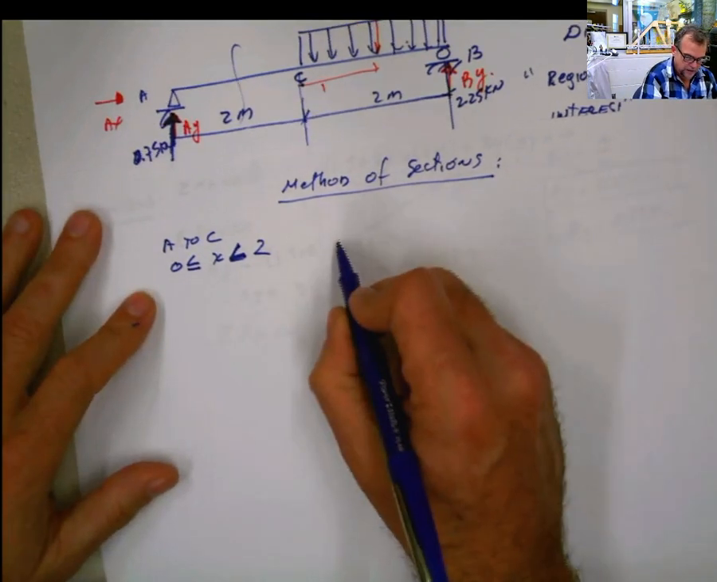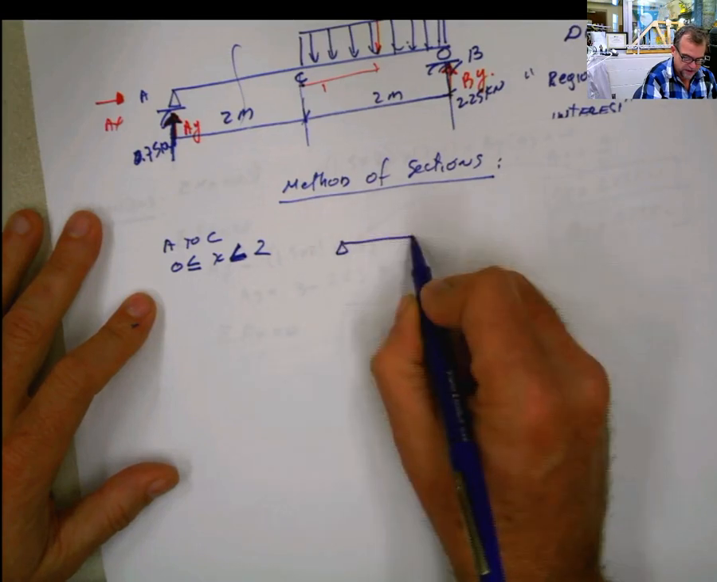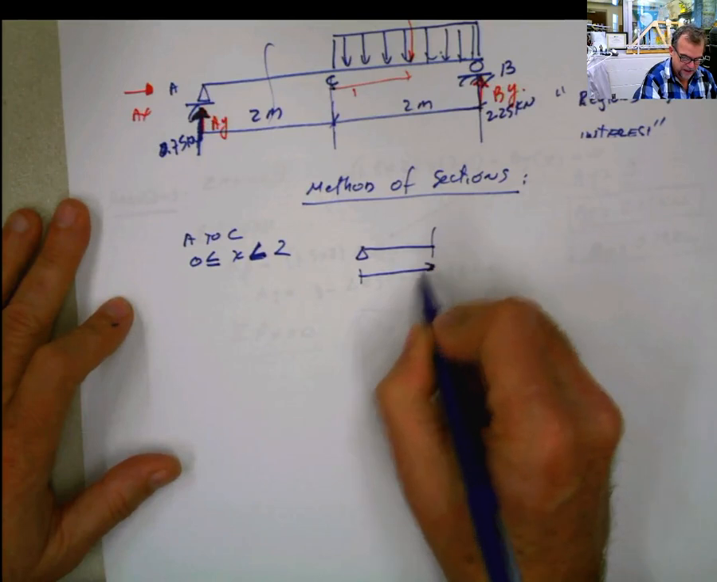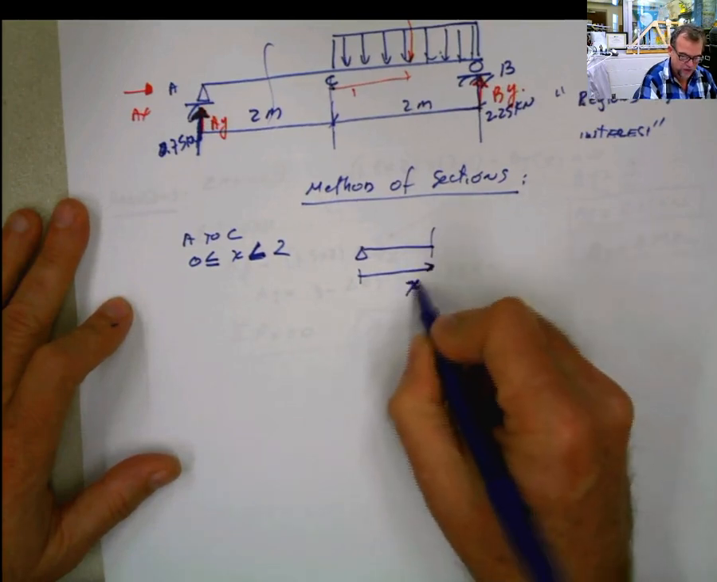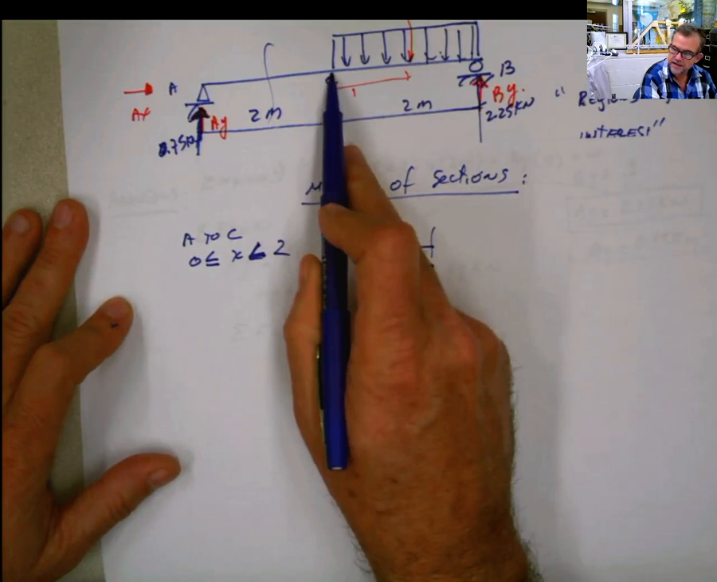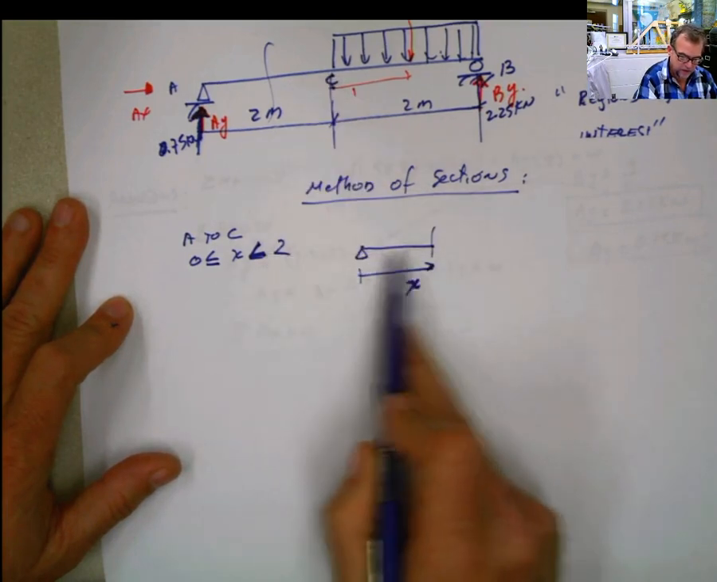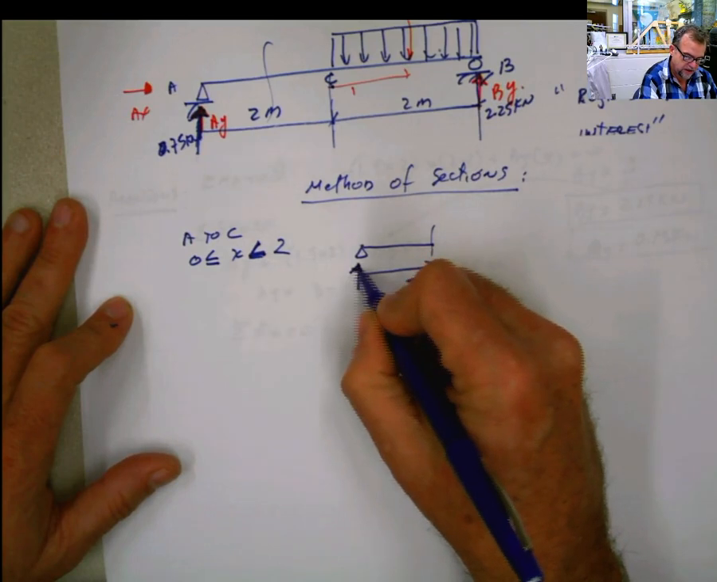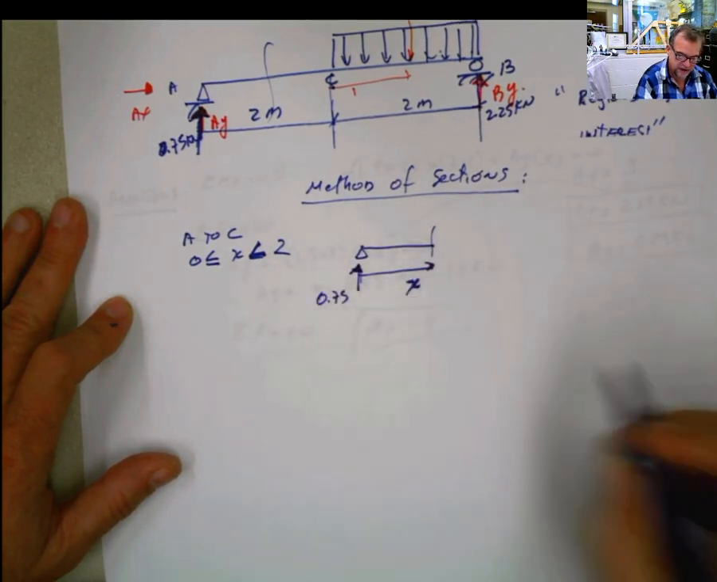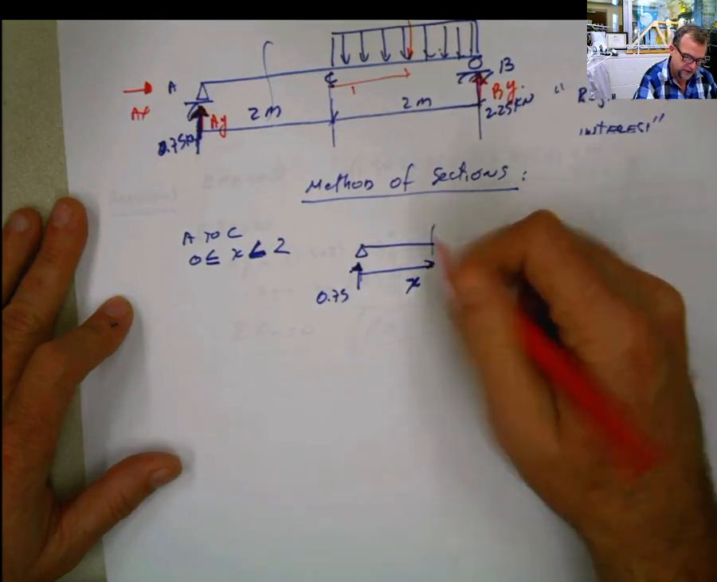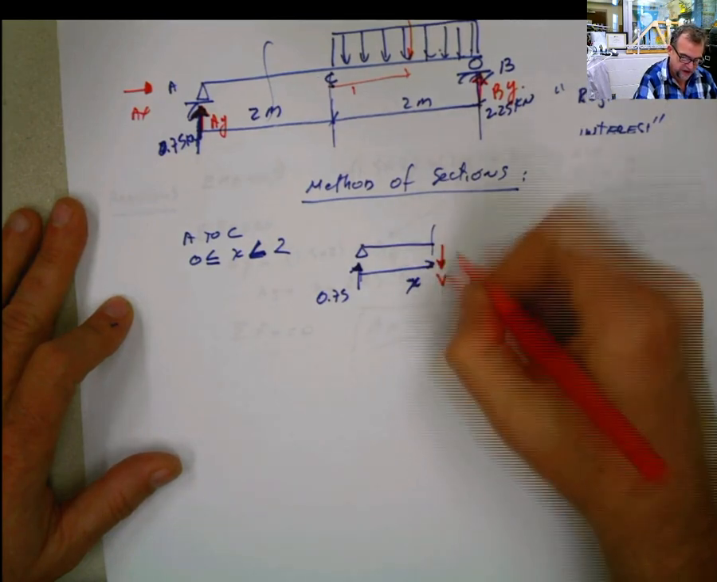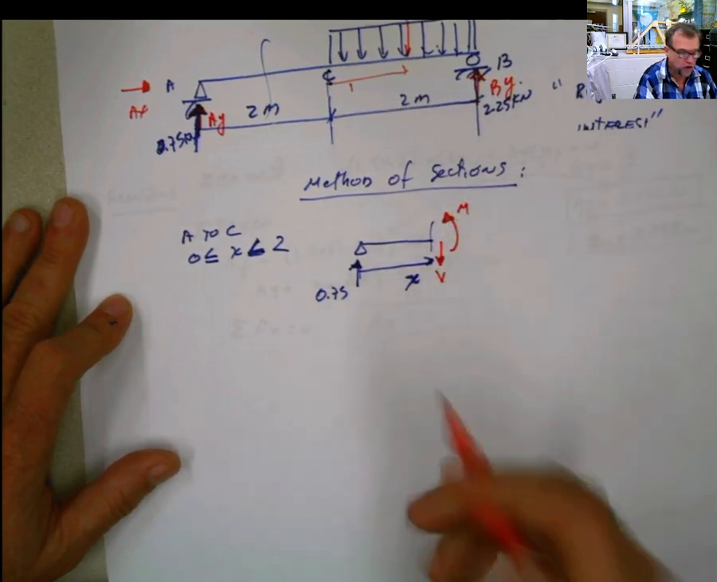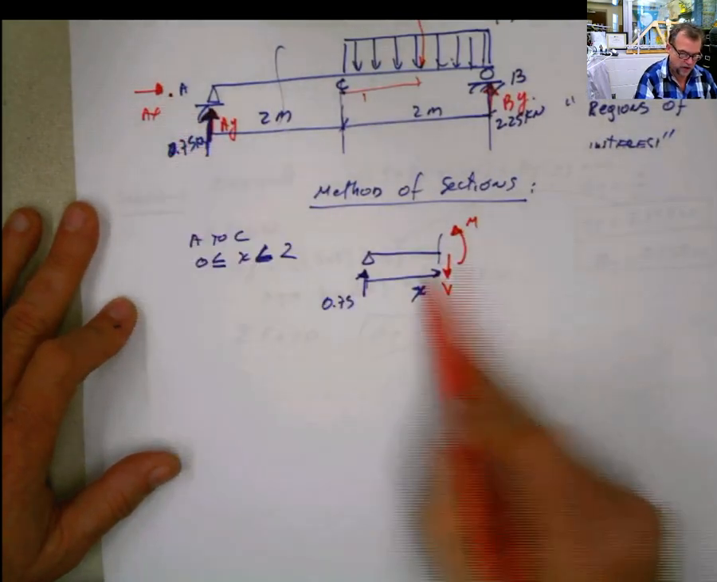Okay, so my first section is going to be, my beam is this, and I'm going to make a section here in this part. This distance is going to be x. Now it's not 2, because I'm not looking for the value at C. I'm looking for any value between 0 and 2. The value for my reaction here is 0.75. And here at this end, I'm going to have the three reactions. This is going to be V, and this is going to be M. And I'm not going to put axial force, because I know there's no axial force. So I'm going to keep this like that.